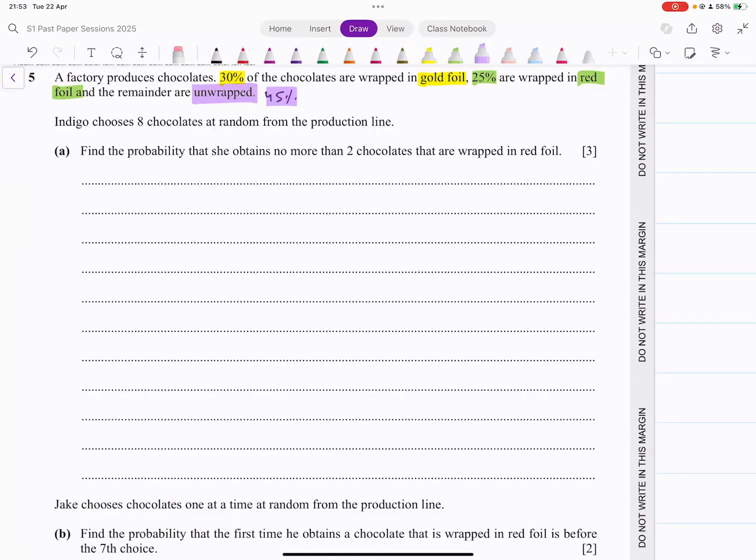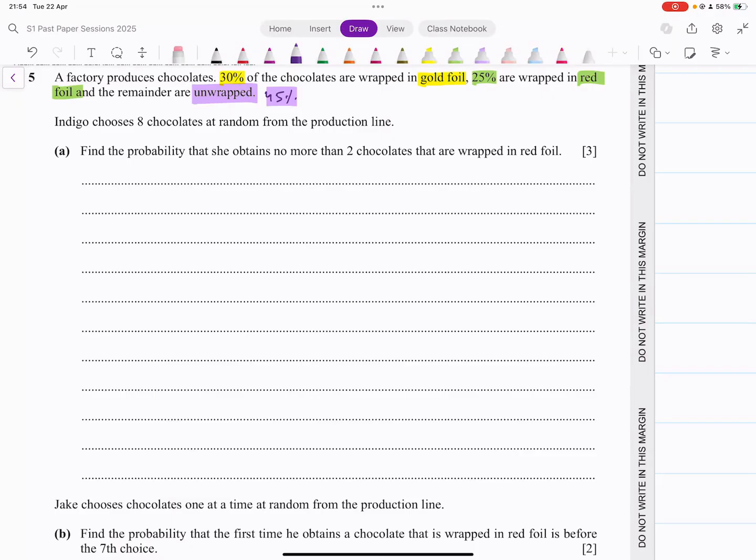Indigo chooses 8 chocolates at random from the production line. Okay, 8 chocolates are chosen at random. Find the probability that she obtains no more than 2 chocolates that are wrapped in red foil. No more than 2 chocolates that are wrapped in red foil. Now, how do you think about this?